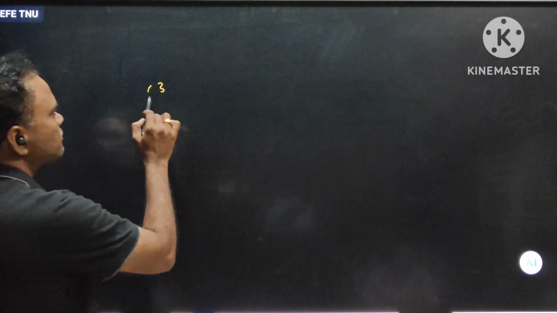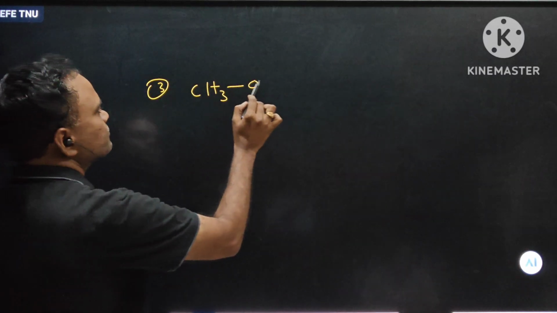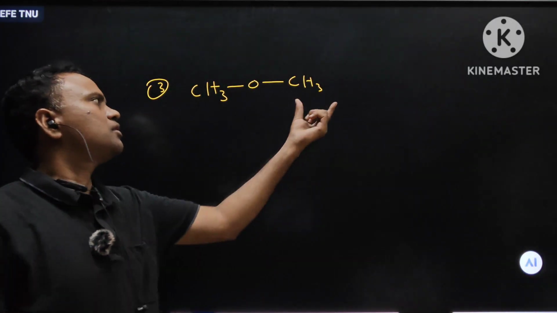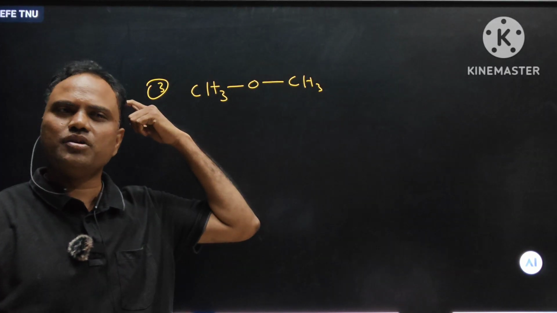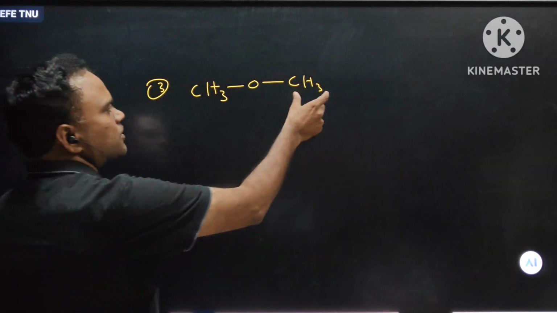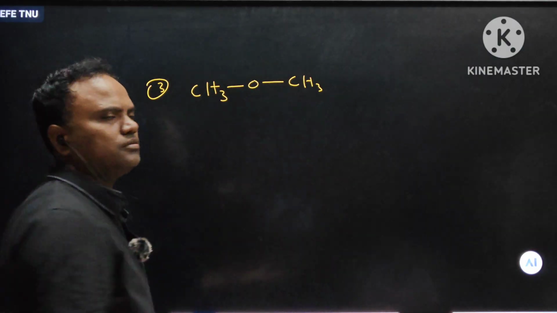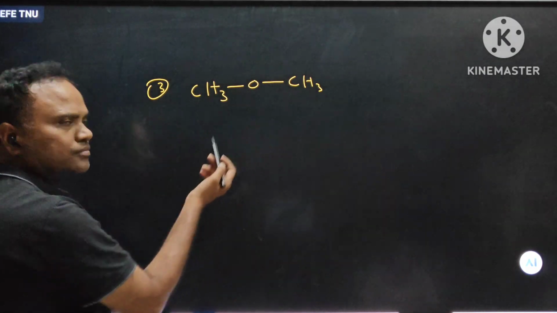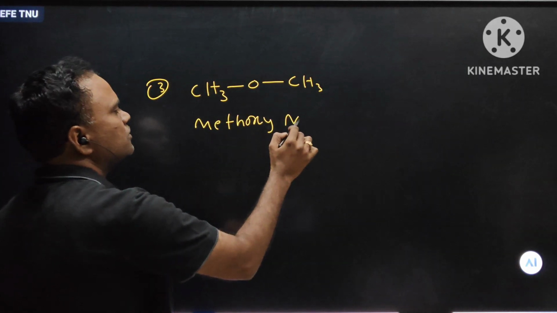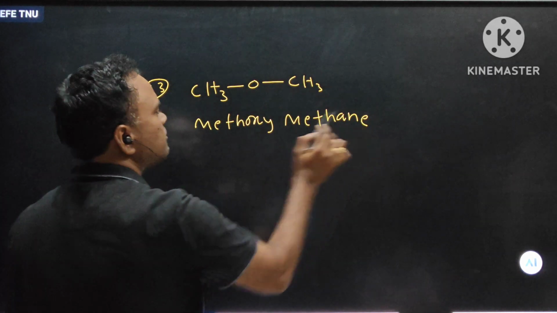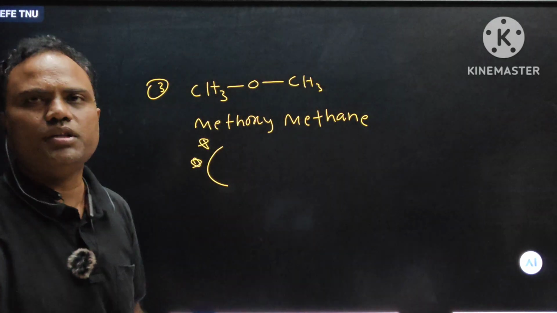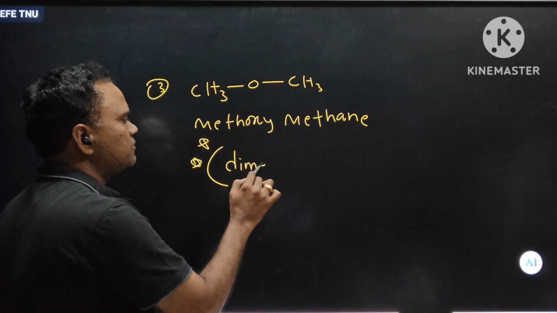Third example, a very simple ether. You can take any part as alkoxy because both have the same number of carbons. Right side one carbon, left side one carbon. So your wish: methoxymethane or methoxymethane, anything is correct. Its common name is very important. I am giving the common name in the bracket: dimethyl ether.